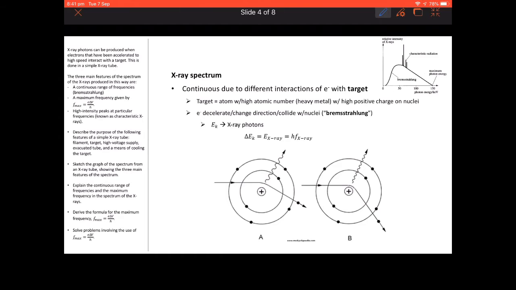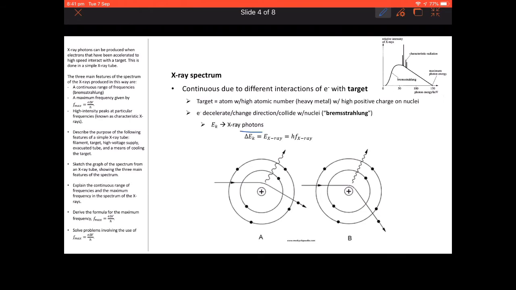Essentially what happens is electrons will be incoming, and if they either decelerate, change direction, or collide with the nucleus, they'll lose a bit of kinetic energy, and this leaves the electron in the form of an X-ray photon. So the kinetic energy that the electron did have is converted to a photon.